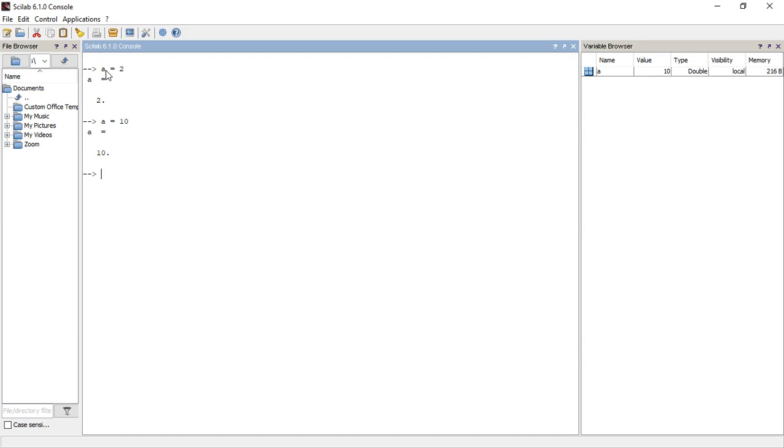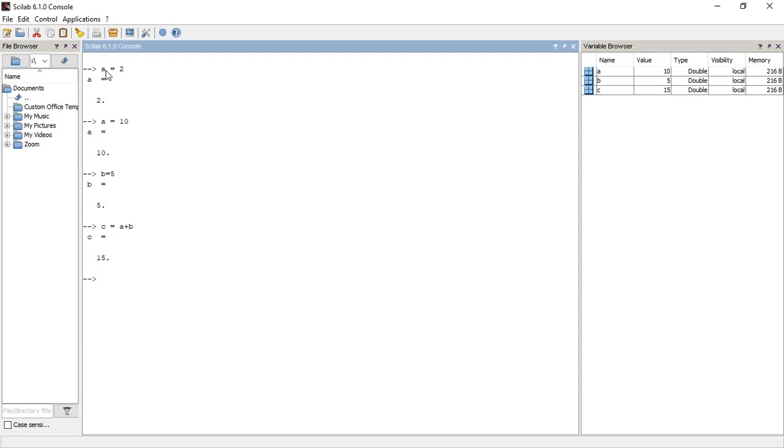Now in the same way, I'm going to assign another value. B is equal to 5. Click enter. Now I have assigned two values, one to a and another to b. Now I'm going to do an addition operation. C is equal to A plus B. Then click enter. Now C is calculated as the addition of A plus B.